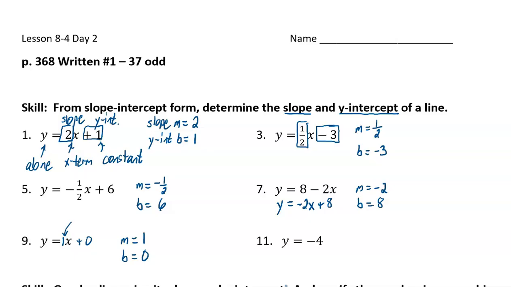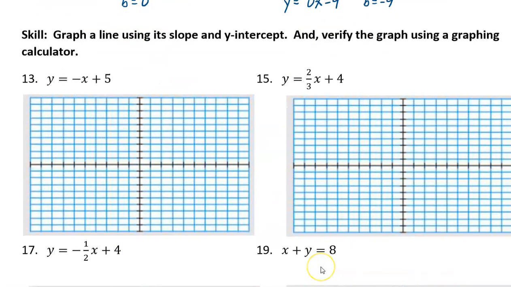Now number 11, this is a special case, horizontal equation. It's like having 0x minus 4. The slope of a horizontal line is 0, and the y-intercept is -4. Now the second skill is to graph the line by making use of the slope and y-intercept.